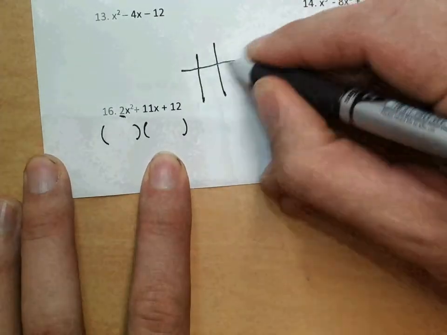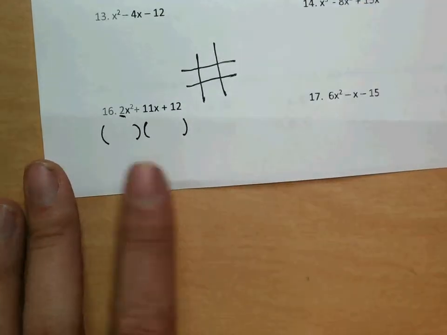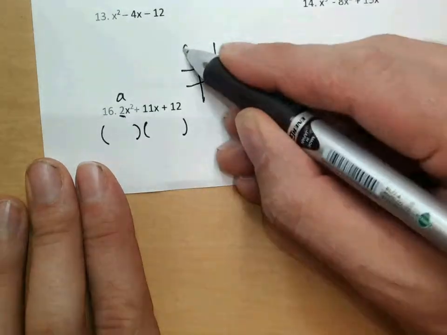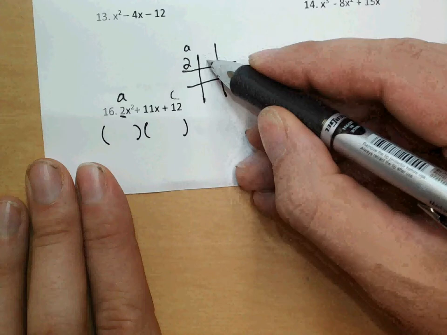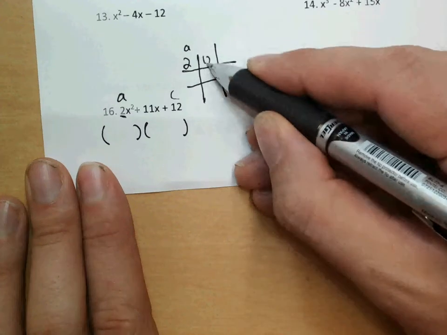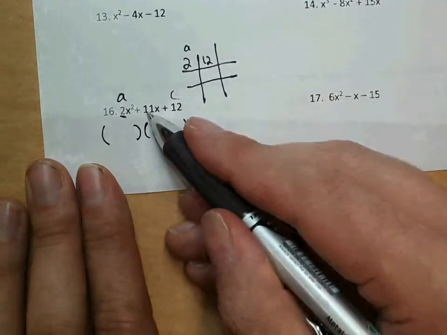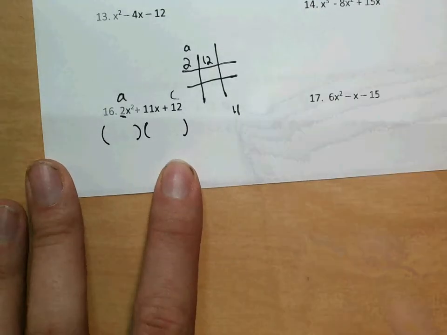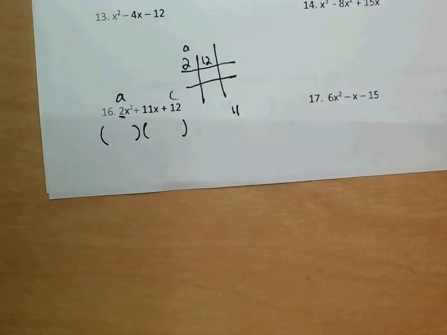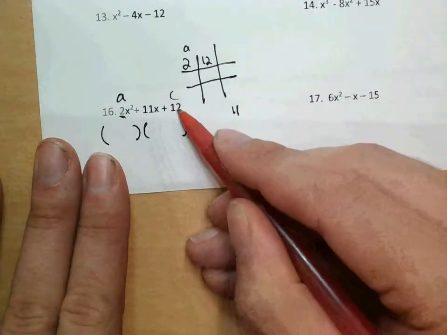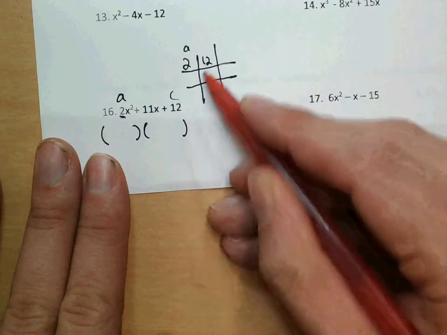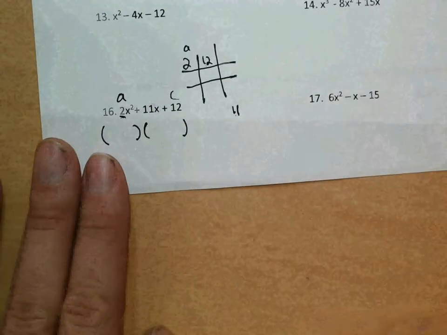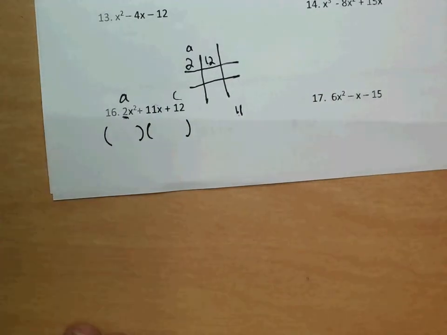The way you do the tic-tac-toe method is you set up a tic-tac-toe board, and you put the first number, a, in the top left. So 2 goes there. Then c is the next number over, 12. The middle number, 11, goes to the bottom right of your tic-tac-toe board. This is how you're always going to set it up. You put the first number, the third number, the coefficient of x squared, the constant, and then the coefficient of x goes in the bottom right of the tic-tac-toe board.